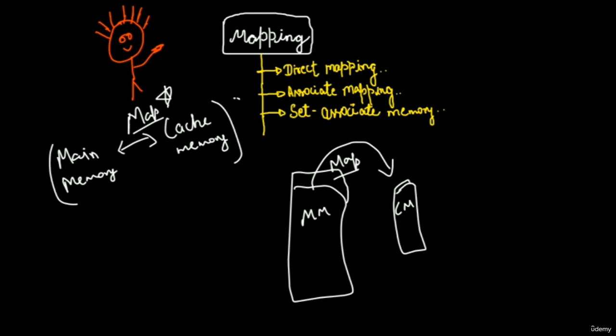Okay, what else do we have here? There are three types of procedure. As you can see, I have already written them: direct mapping, associative mapping, and set associative mapping. So we are going to study all three in detail.